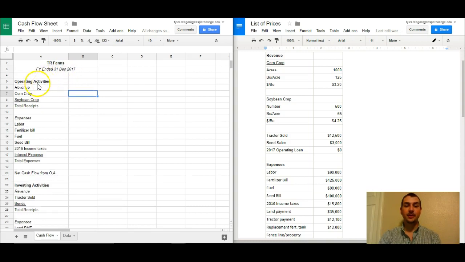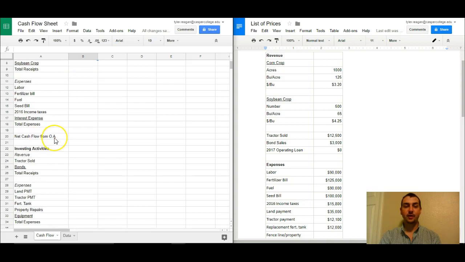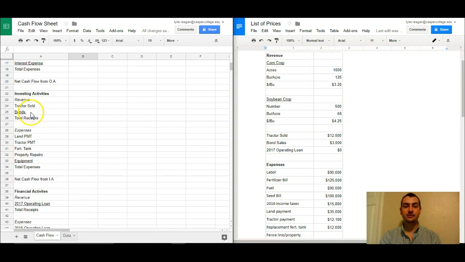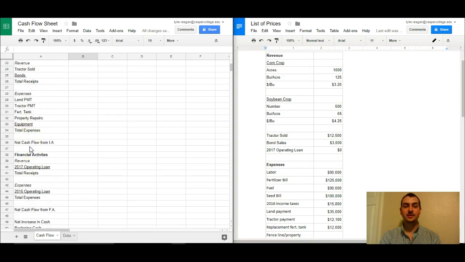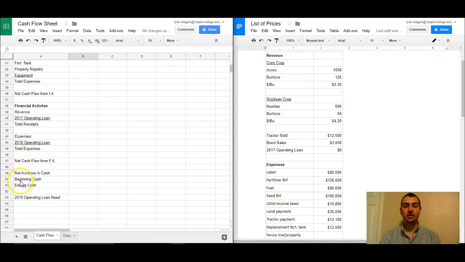It talks about the operating activities and the revenue from the operating activities. You see, we already have those in place. Expenses from operating activities, all of those are currently in place. We have the net cash flow from operating activities. We have the same thing set up under investing activities for revenue, expenses, financial activities, revenue, expenses, and then all this down here to the bottom, talking about the net increase in cash, beginning cash, and ending cash.